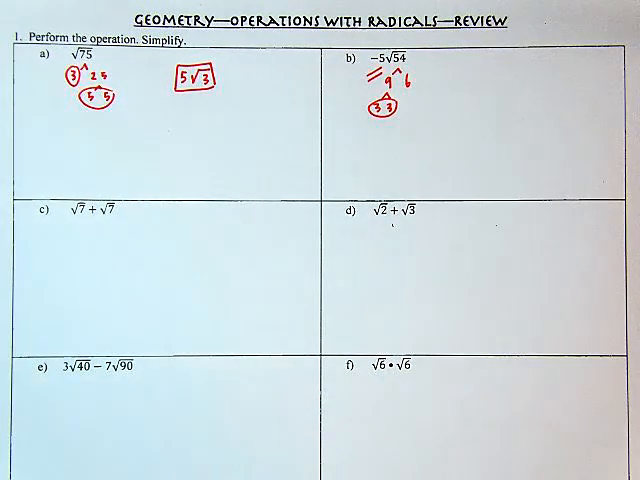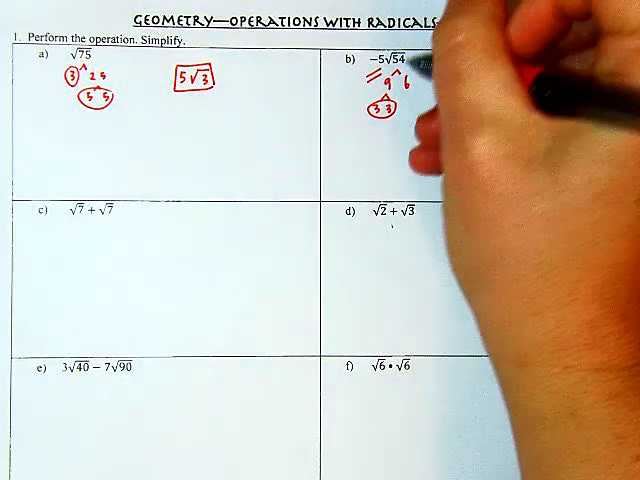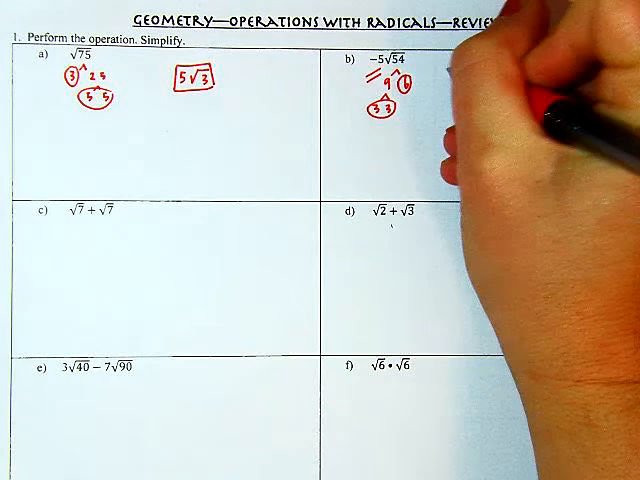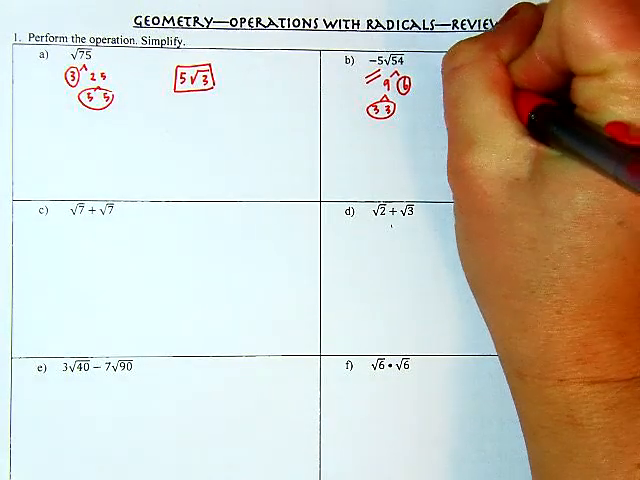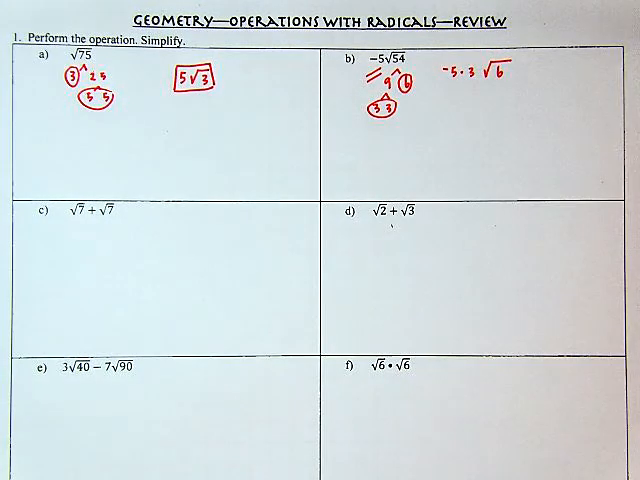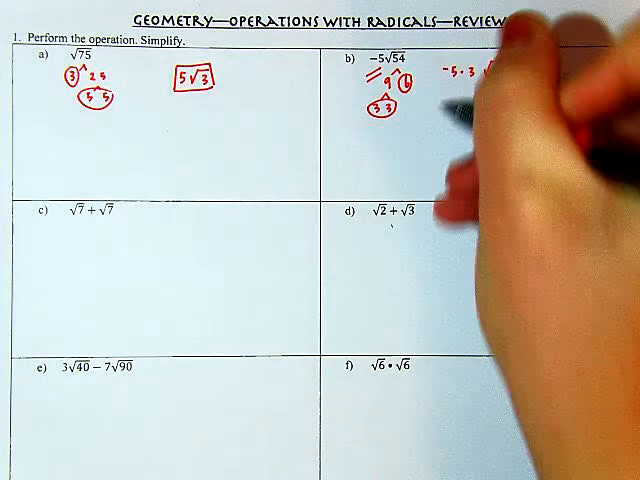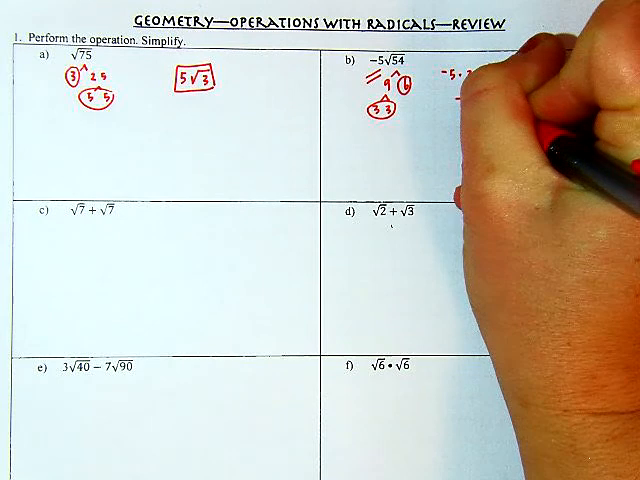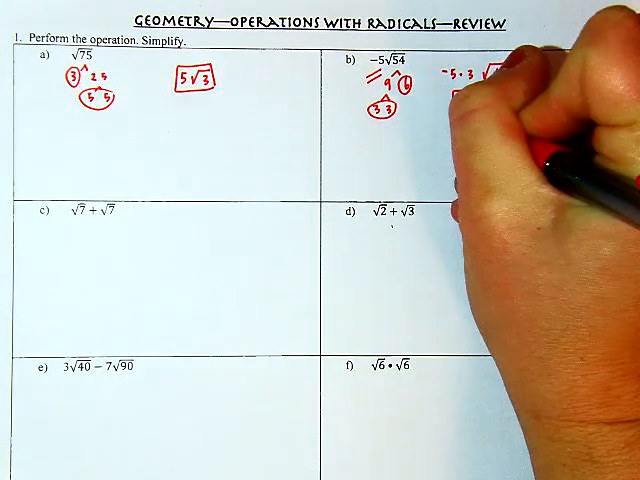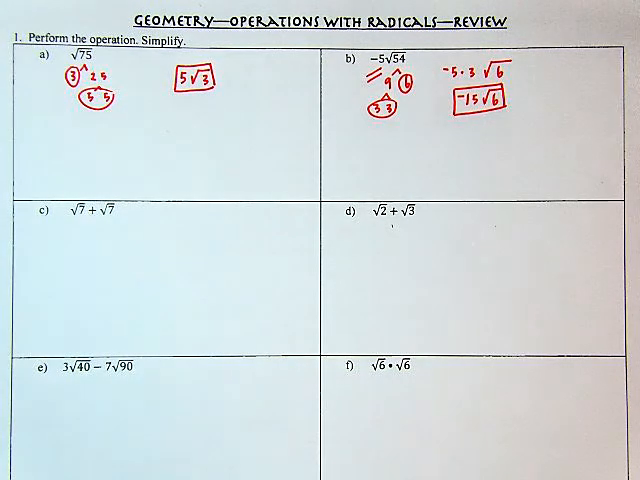6 I could break down further. I know it's 2 times 3, but there's not going to be a pair of the same thing when I break it down. So I'm just going to circle it right here. So now I have negative 5 times 3, and then that 6 stays behind underneath the radical. So in its final form, I have negative 15 times the square root of 6, or negative 15 root 6.